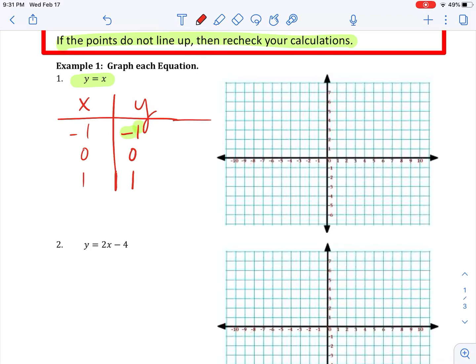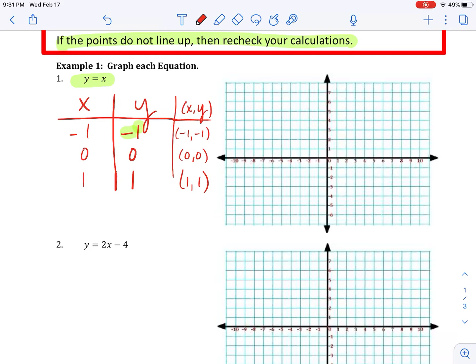Now in my Marsland class, I make them add another column and I make them do the XY pair. I make them state it. I usually don't make academic kids do that, but the XY pair would be -1, -1, 0, 0, and 1, 1. And you're going to see I'm not going to do this on the rest of the examples. I'm not going to add that column because, like I said, normally academic kids can understand how to plot the points without actually rewriting them as an ordered pair.